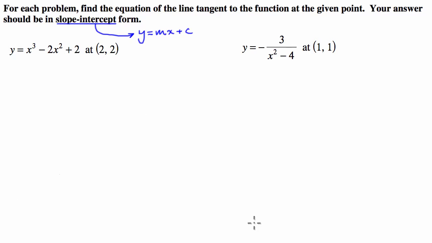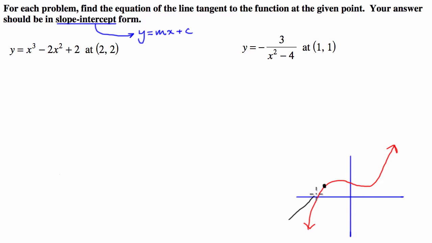First we're going to figure out what we're actually trying to do. I'm just going to draw a random function here, some kind of cubic function. If we've been given a point on the function, the tangent is the line that cuts the graph at the point that we're given. In this one it's 2, 2, and in this one it's 1, 1. So we're looking to find the equation of this line here, the black one.